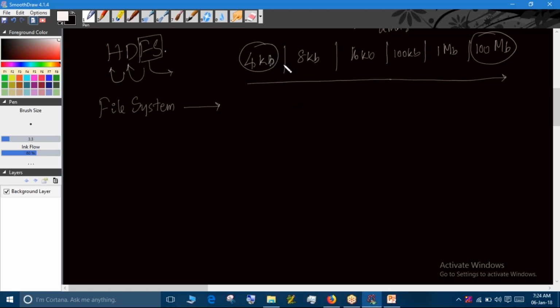Yeah. I really appreciate that. If it is a smaller size, if you store a big file, not just a big file, a very, very big file, then the number of blocks needed to store it increases. You agree?